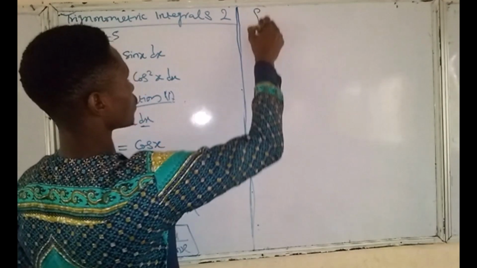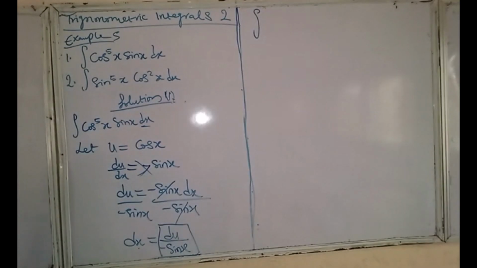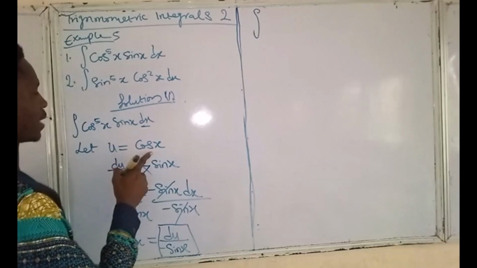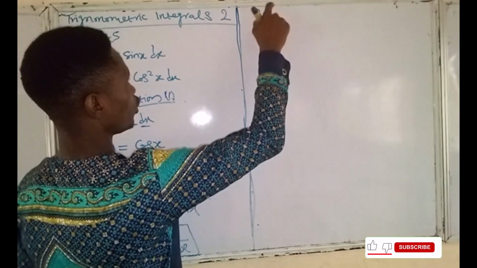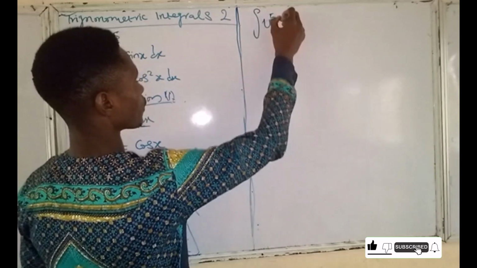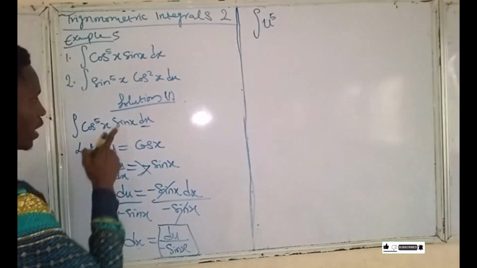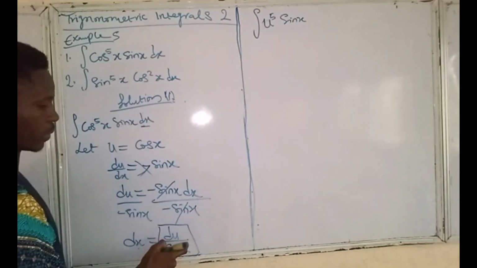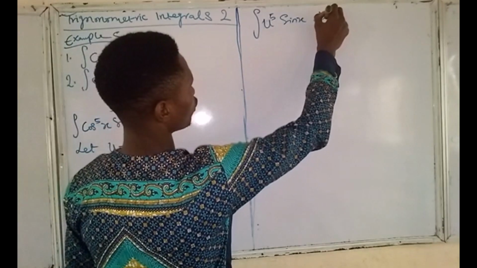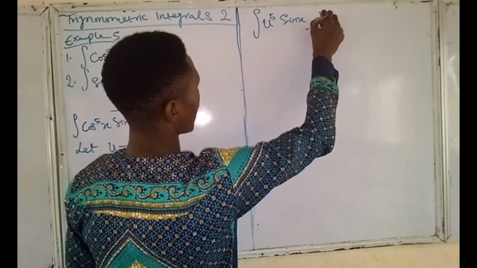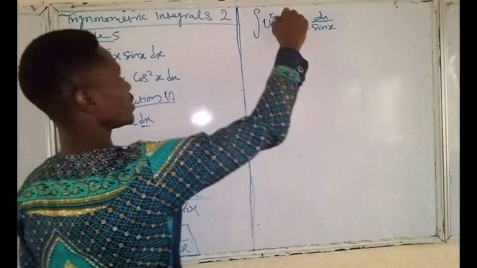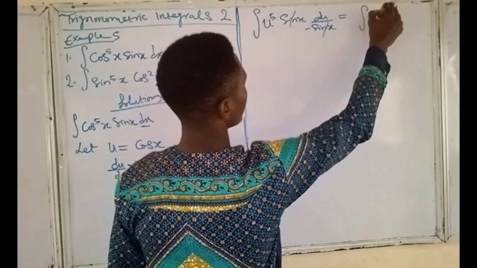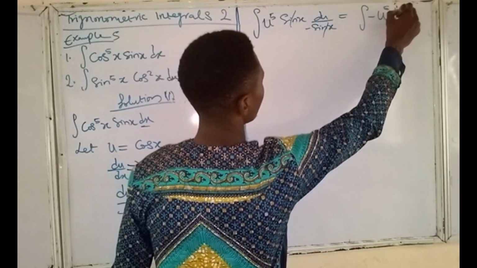So we are going to replace the dx here with du over minus sin x. So we do that here. So this is the integral. We have said u is cos⁵x, so this is now u raised to the power of 5. What else do we have? sin x. So instead of dx, we replace with du over minus sin x. So this cancels out. So this should give us the integral of minus u⁵ du.